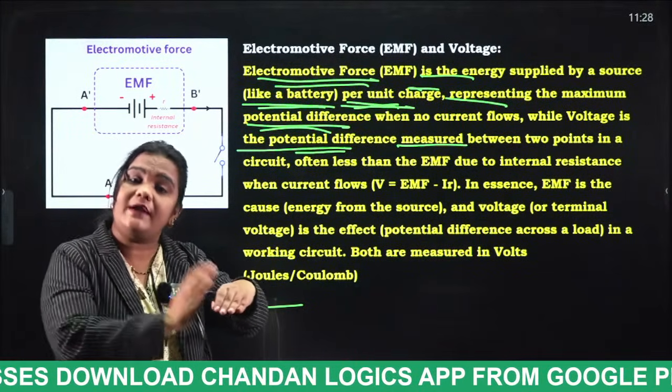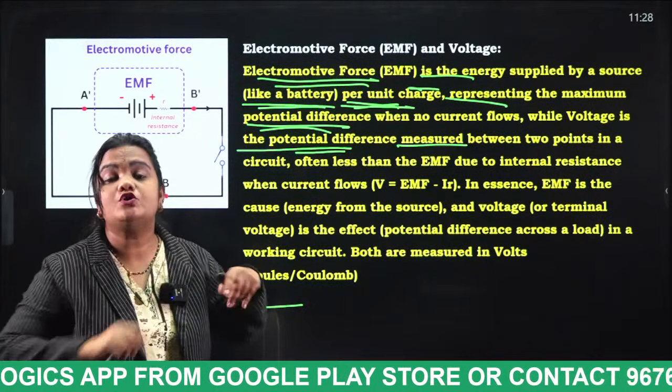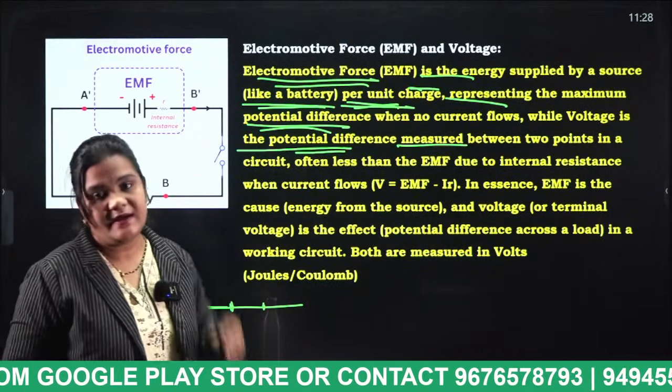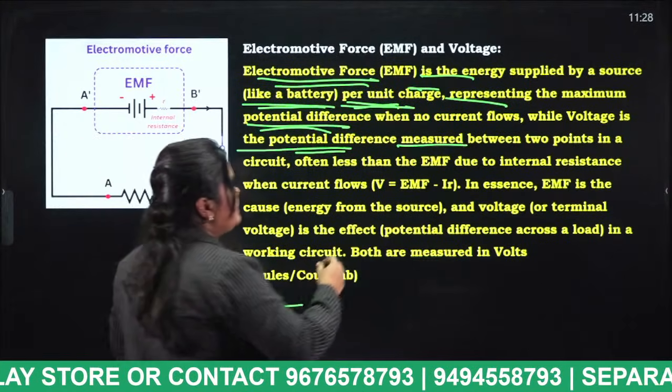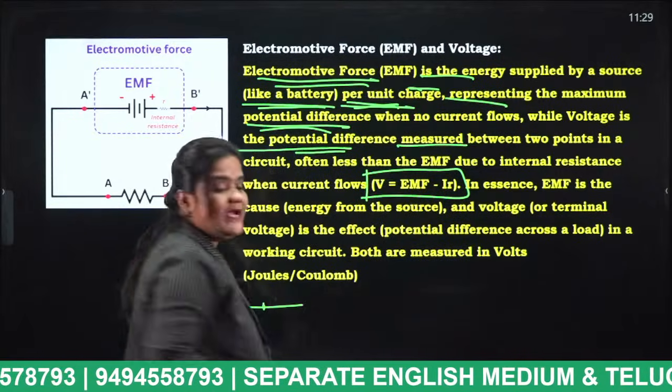So when it is not disturbed and when it is disturbed, the difference between the flow of charges between those 2 points is considered as potential difference. Okay. Next. Now what do you mean by this? What is the relationship between the voltage and EMF?